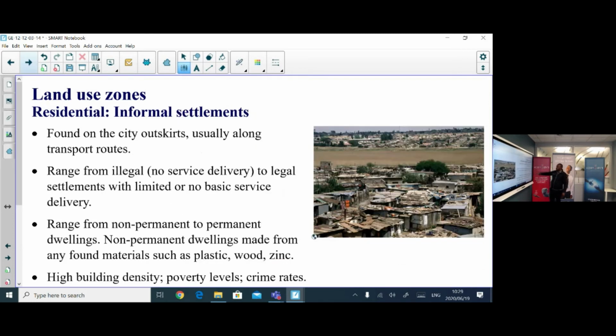Then informal settlements, they are found on the city outskirts, usually along transport routes, and range from illegal with no service delivery to legal settlements with limited or no basic services. They range from non-permanent to permanent dwellings. Non-permanent dwellings are made from any found materials such as plastic, wood, zinc. There is high building density, poverty levels are high, and the crime rates usually are also high.